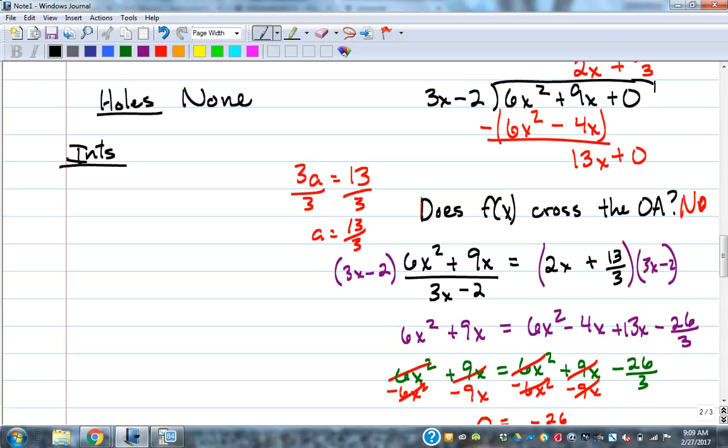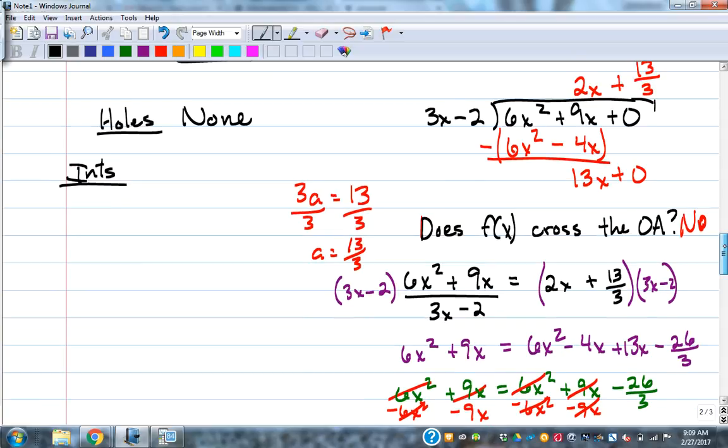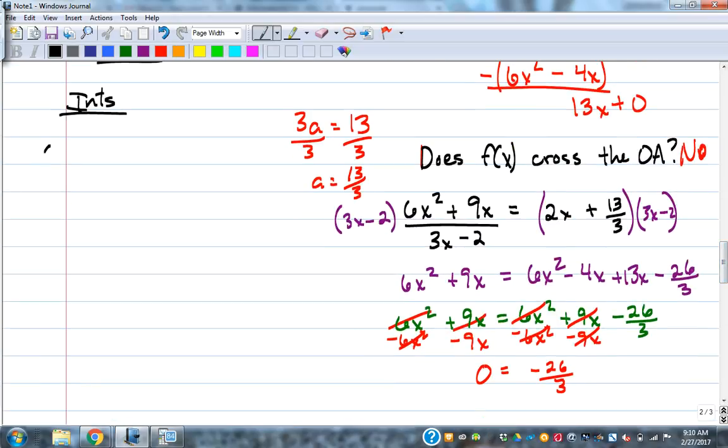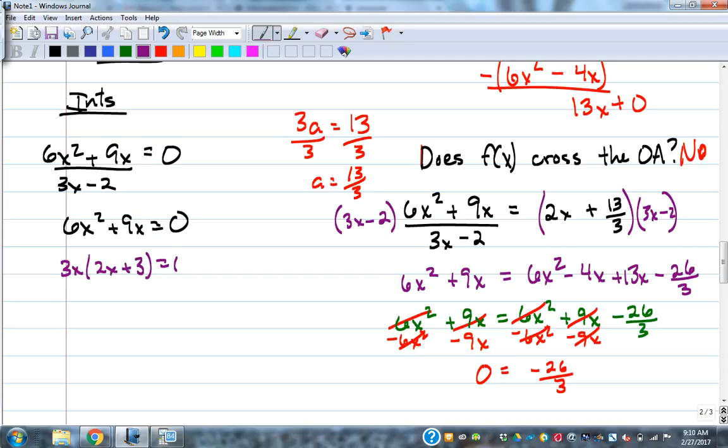All right, so intercepts, original problem. Set it equal to 0: 6x squared plus 9x over 3x minus 2 equal to 0. So it ends up you got 6x squared plus 9x equal to 0. Factor that, it's 3x times 2x plus 3. 3x equals 0, 2x plus 3 equals 0. So we have x-intercepts at 0 and negative 3 over 2.